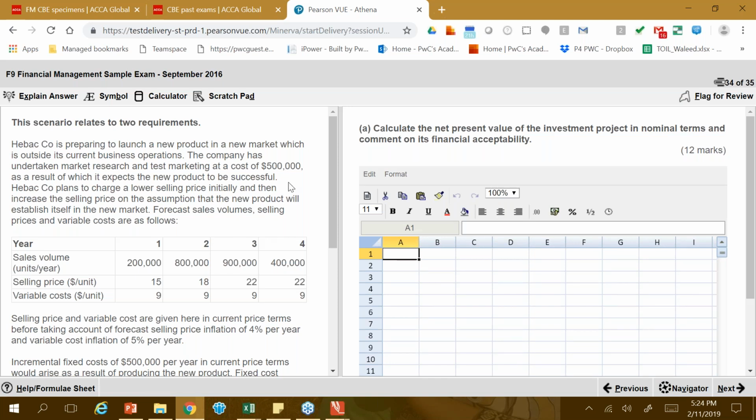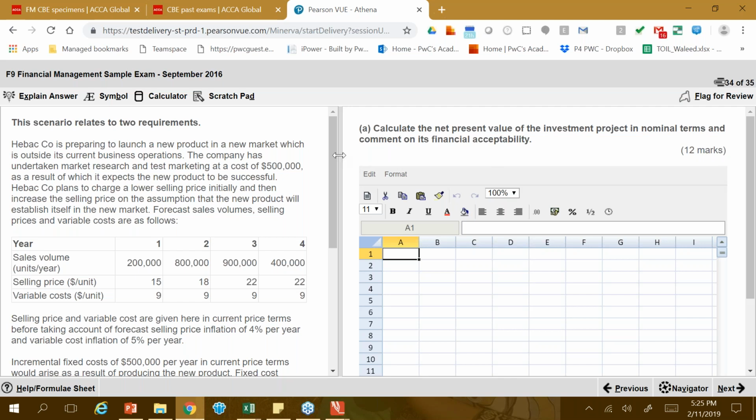Okay, so let's have a read of this requirement here. It says calculate the net present value of the investment project in nominal terms and comment on its financial acceptability. So a new word here: nominal terms. Nominal terms means that this analysis should include the impact of inflation. There are two analyses in our syllabus, one in nominal terms, the other in real terms. Real terms would mean that any analysis should not include the impact of inflation. But we only do these when the examining team asks us to. So this is specifically nominal terms, and we need to do an analysis which includes the impact of inflation. And then we have to comment on the financial acceptability as well. All this is for 12 marks.